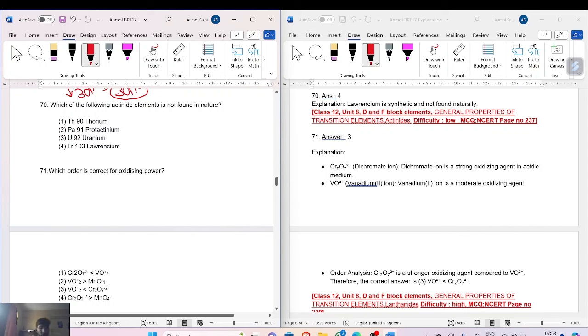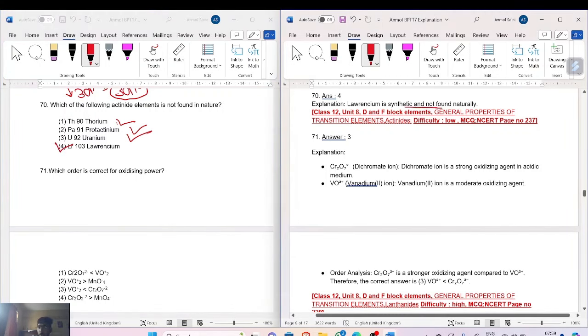Here we know that thorium is found in nature. Then atomic number 91 is Pa, which is also found in nature. And uranium is also found in nature. But atomic number 103, lawrencium, is a synthetic element which is generally prepared in laboratories. So it is a synthetic element that is not found in nature. So our correct option will be 4.